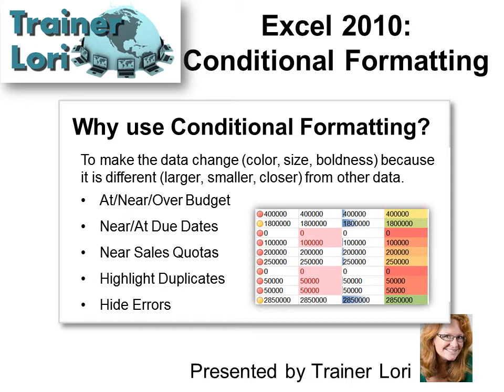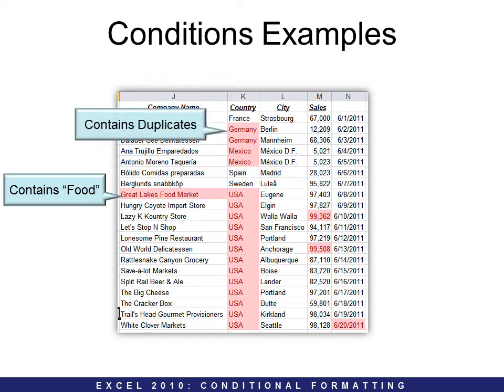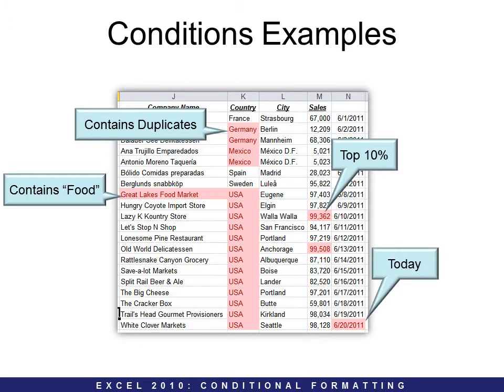For example, if you have overtime and you want to see who had overtime that week, you could make it bold in yellow instantly. Let me show you some examples. The first one contains food, so it looks different. The second one contains duplicates. The third one, it's the top 10. And then finally, based on a date like today. I had them all made to look exactly the same.